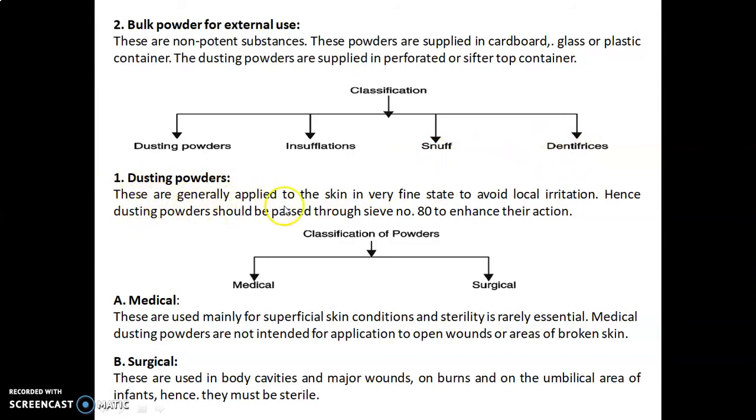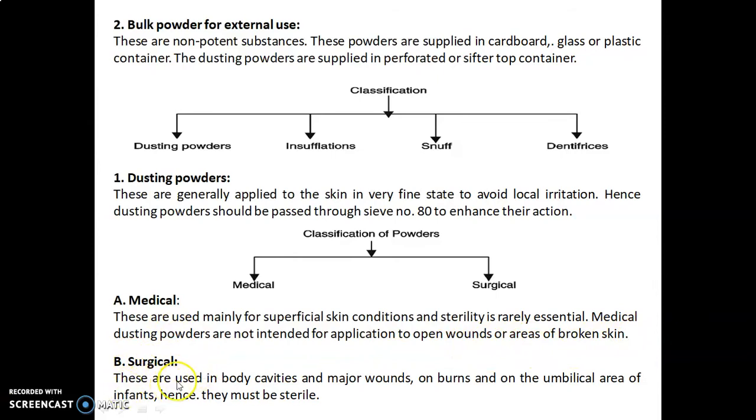These are generally applied to the skin in a very fine state to avoid local irritation. Hence, the dusting powders should be passed through sieve number 80 to enhance their action. Classification of dusting powder is medical and surgical. There are two classes. We will discuss the medical. These are used mainly for superficial skin conditions and sterility is rarely essential. Medical dusting powders are not intended for application to open wounds or areas of broken skin.